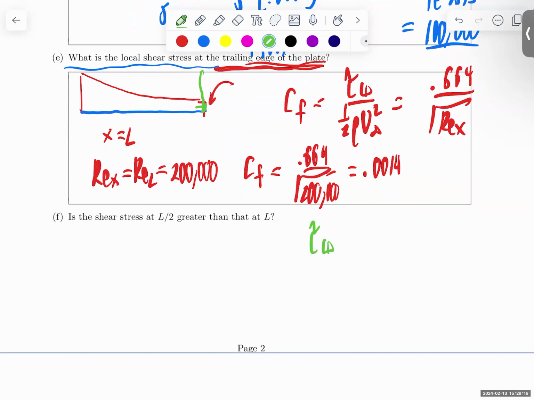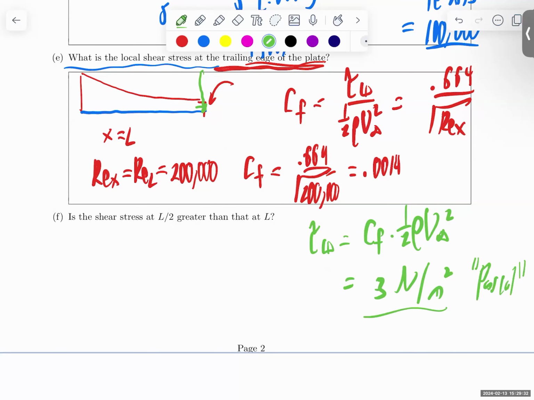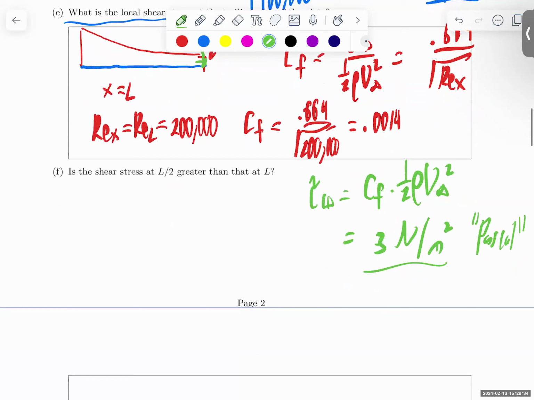Tau wall from this equals CF times the dynamic pressure. So I'm just dimensionalizing this into a shear stress, and I'll get a value of about 3 newtons per meter squared. This is sometimes known as a Pascal. The same units of pressure, of course. So that is the stress right at that location.